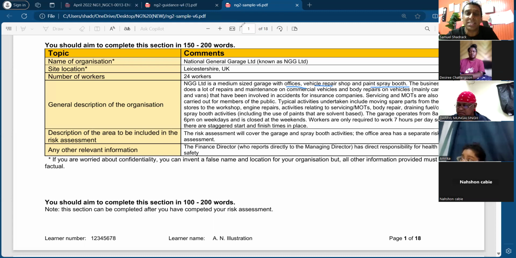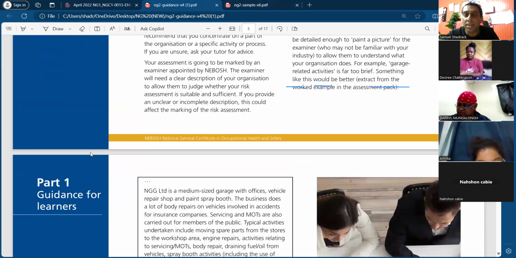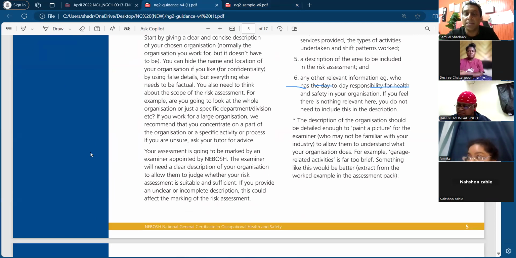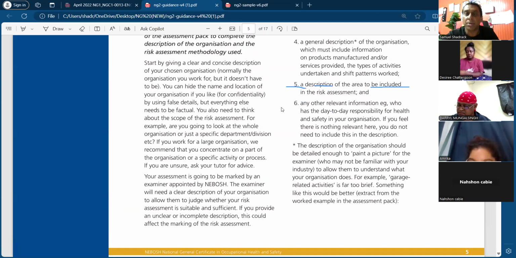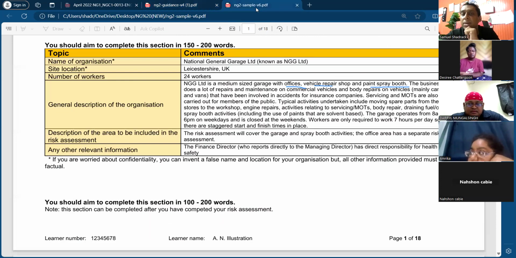Look, the guidance document here. I can't show you everything because we would take a long time. Your job is to read this guidance and see what I'm telling you. We are number 4. You wanted a general description of the organization, types of activities undertaken, and what's this word here? Shift patterns. So how could you tell NEBOSH you do have a shift? When the guidance asks you for the shift. If they say jump, jump. They ask you for a shift, put a shift, even if you're making it up.